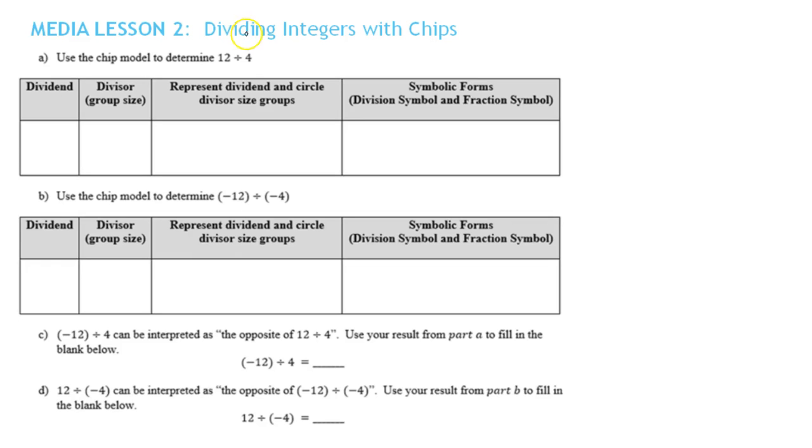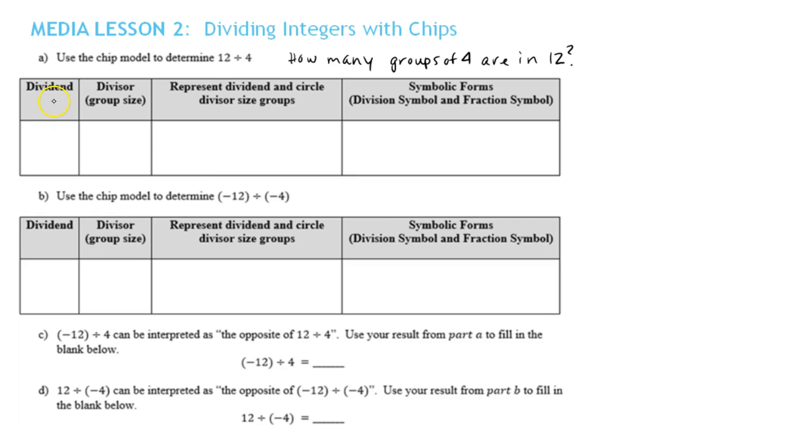In this example, we're going to learn how to divide using integer chips. So the first question says, use a chip model to determine 12 divided by 4. So remember, notice in this table we have dividend and divisor or group size. One way to think of 12 divided by 4 is how many groups of 4 are in 12. Okay. So this was one of our ways.